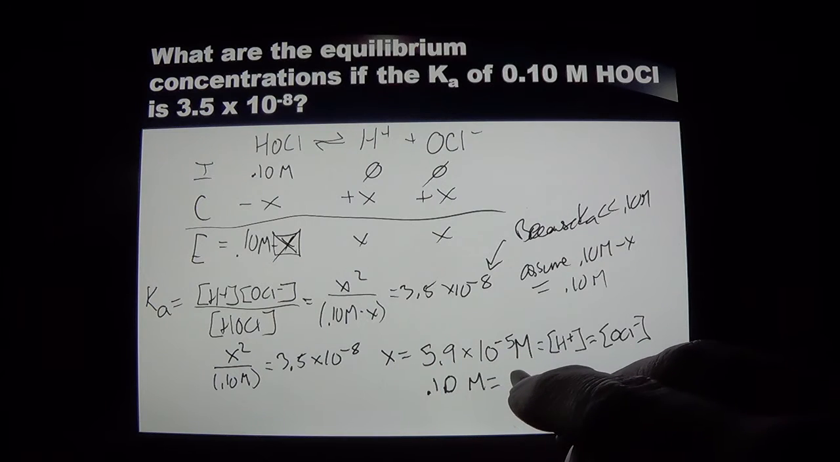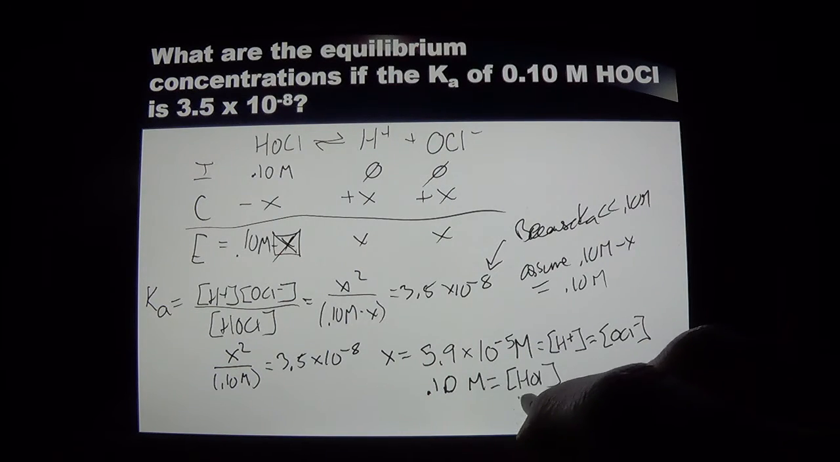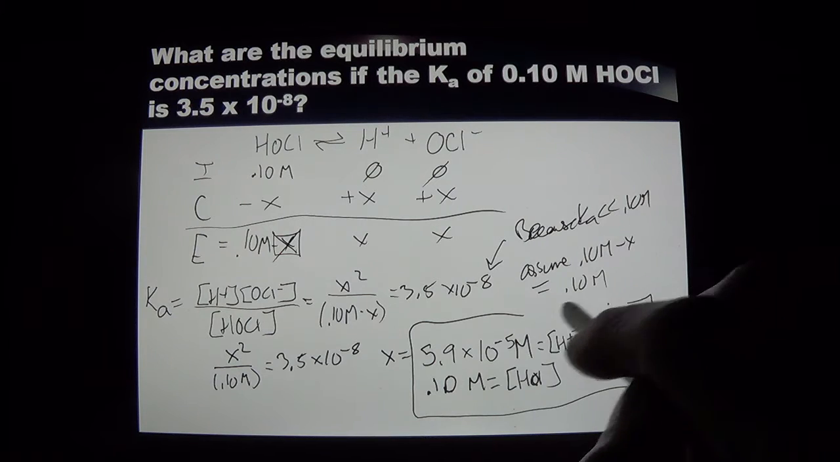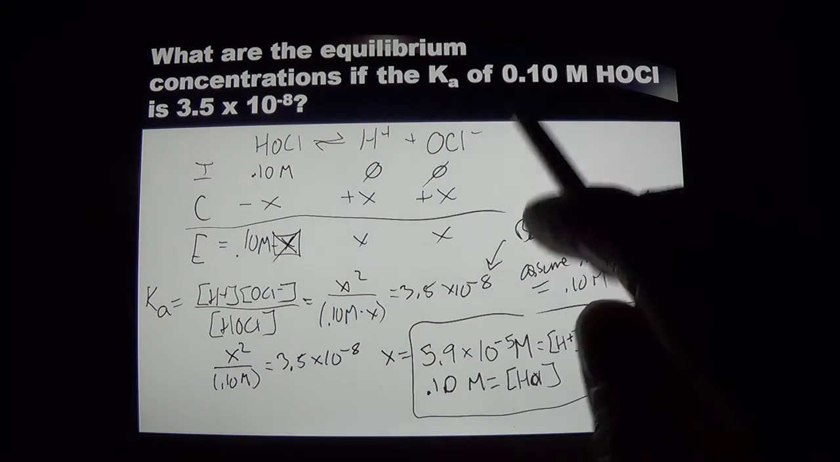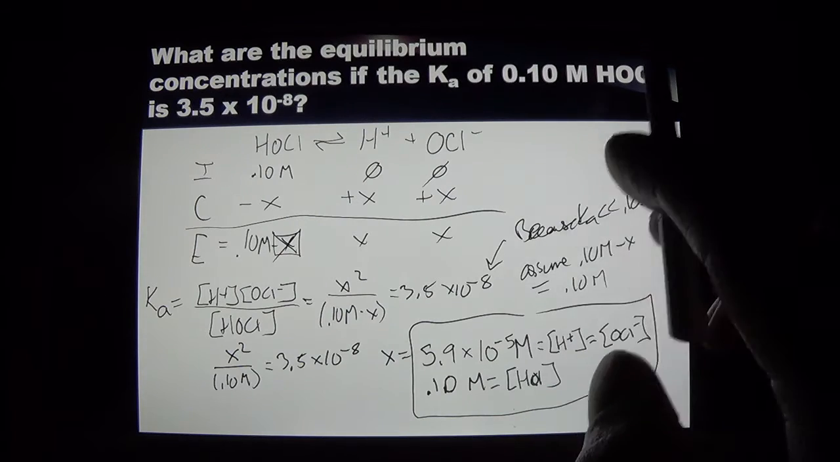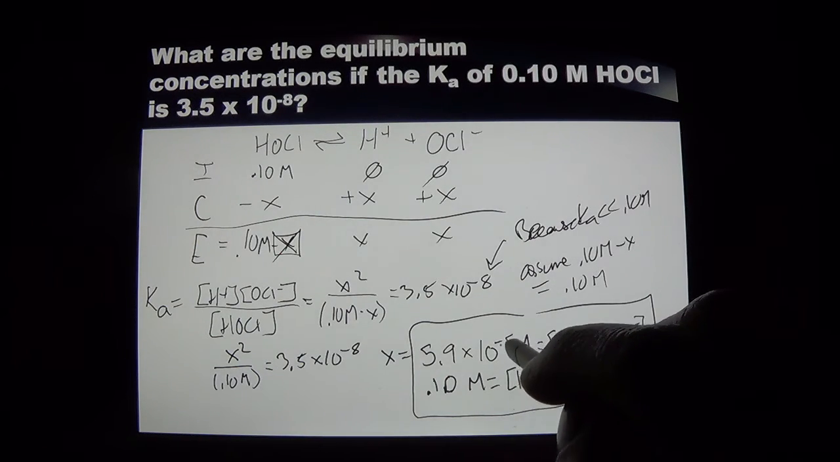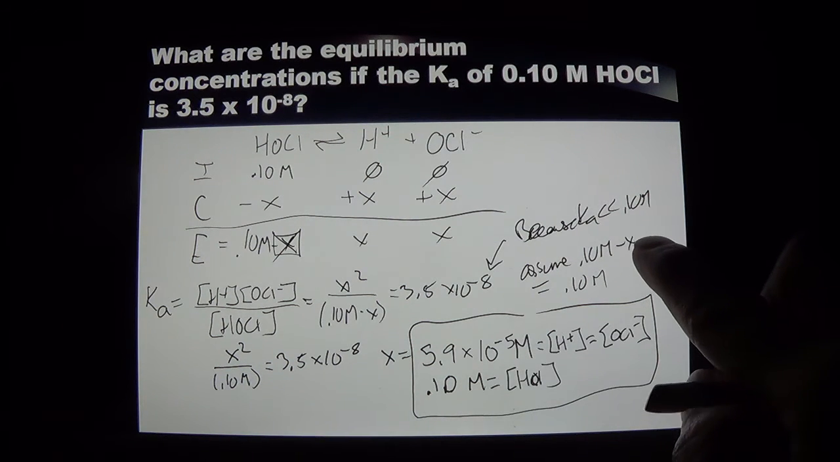Molarity is the concentration of HOCl. It is such a weak acid that we have almost entirely the original amount left over after the ionization. The ionization is so small, it's almost not even worth looking at.